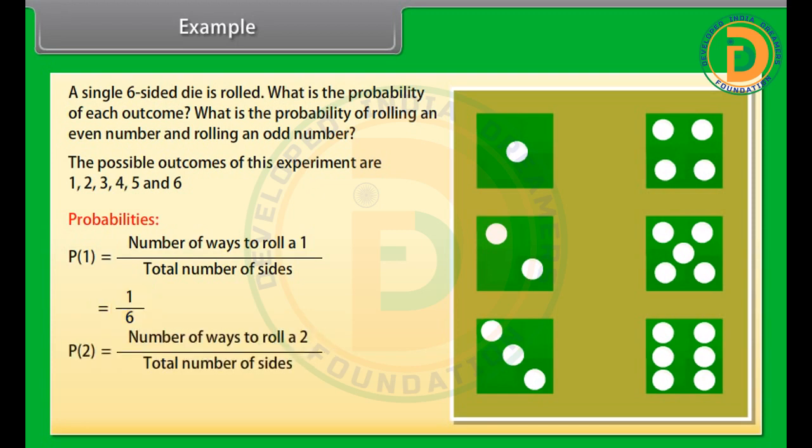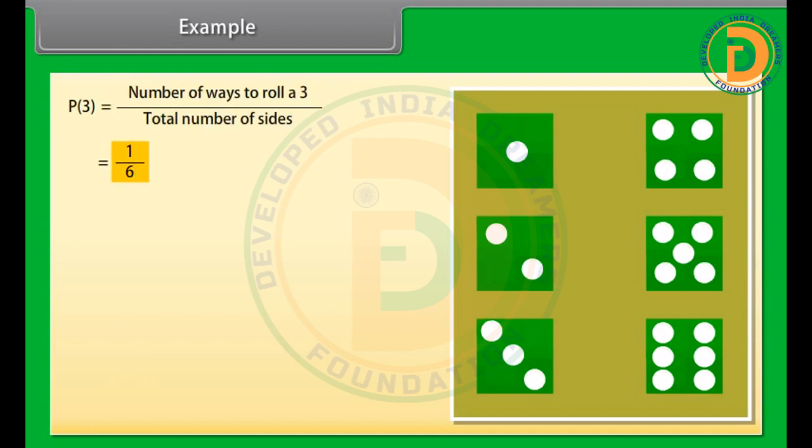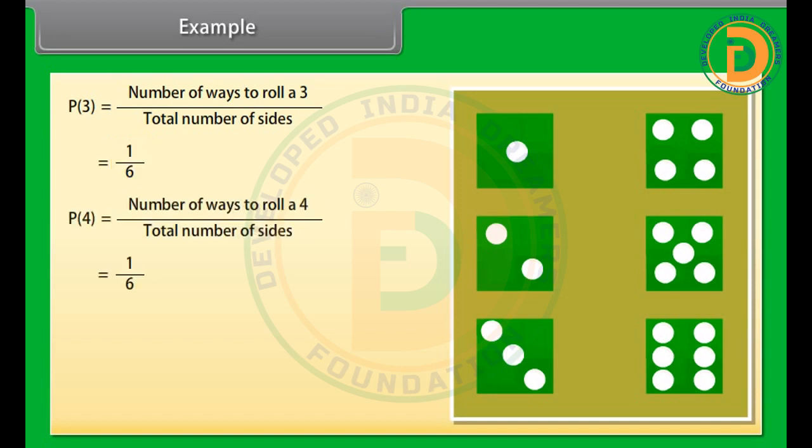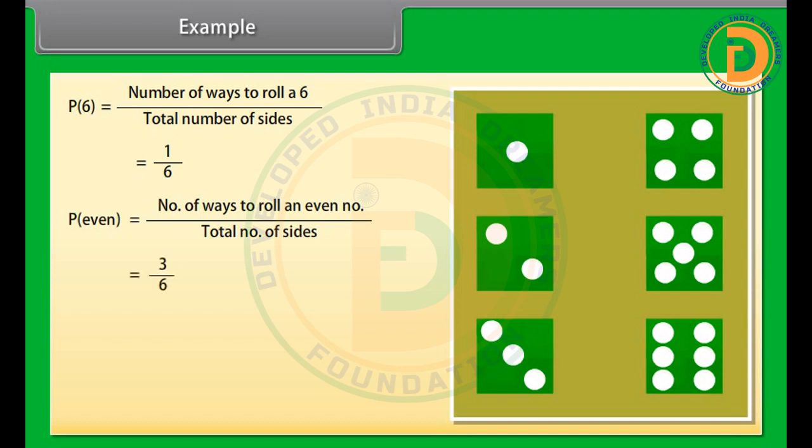Probability of 2 is number of ways to roll a 2 by total number of sides is equal to 1 by 6. Similarly, the probability of 3 is number of ways to roll a 3 by total number of sides is equal to 1 by 6. In the same way, we will find the probabilities of 4, 5, and 6. Now we can see that the number of ways to roll even numbers is 3. We can find the probability as P(even) is equal to number of ways to roll an even number upon total number of sides, which is equal to 3 upon 6, which is 1 upon 2.